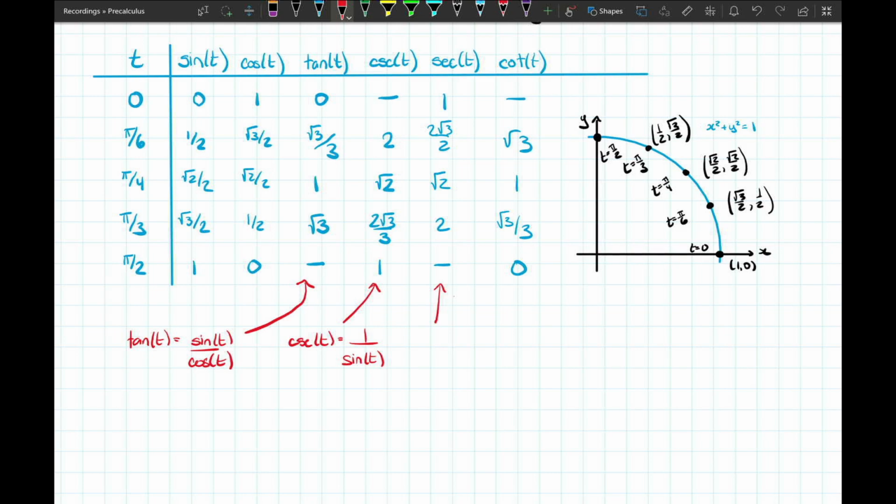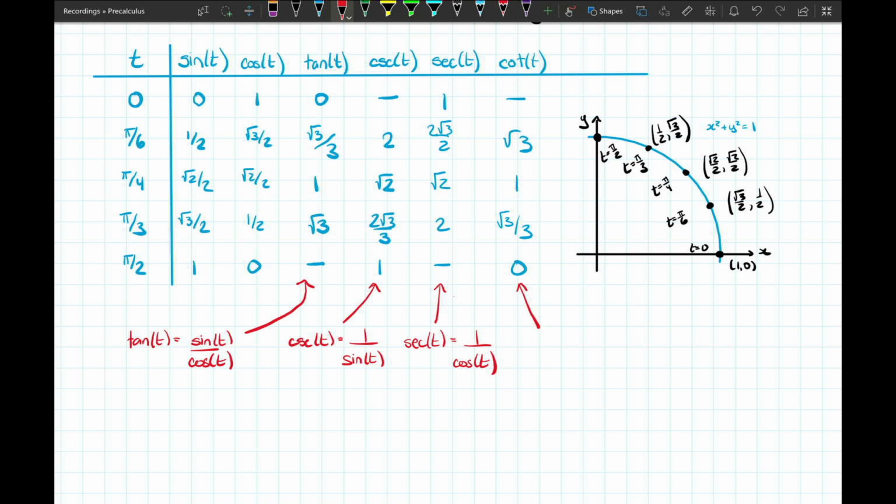Secant, very similar here, is the reciprocal of cosine t. So wherever cosine t equals 0, or wherever the x-coordinate equals 0, secant t is undefined. And that would happen at pi over 2, and again at 3 pi over 2.